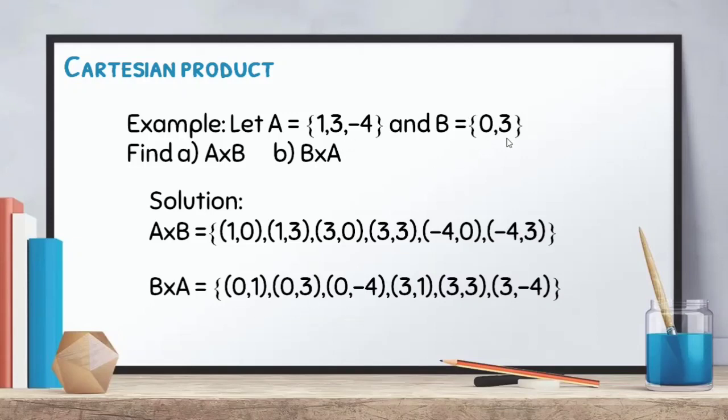Then we have your next element there, which is 3. 3 is paired out to 1. Then it is paired out to 3. And then it is paired out to negative 4. And that would be the last step of your Cartesian product. Any question? Very easy, right?